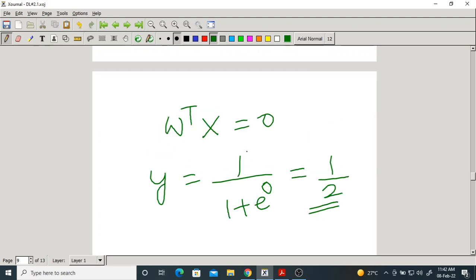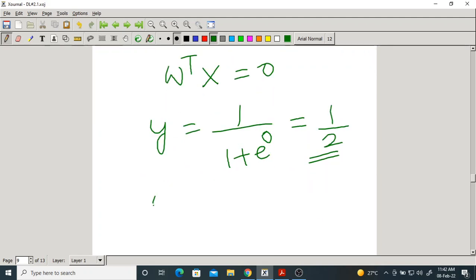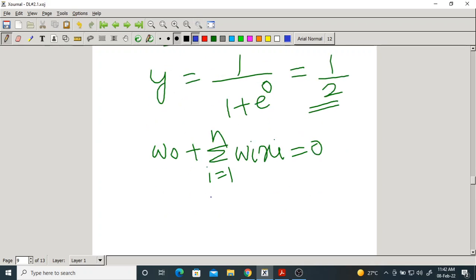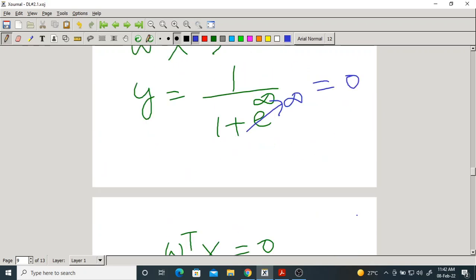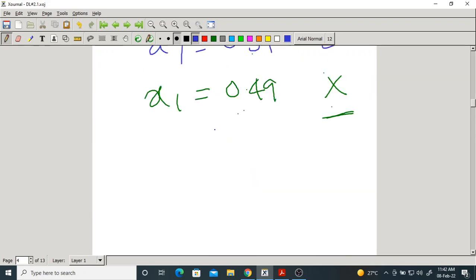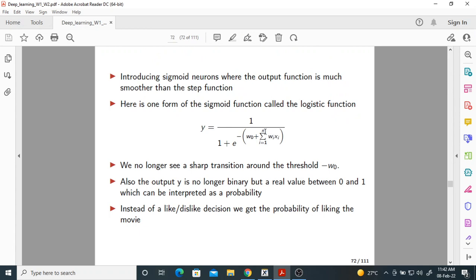So W transpose x equal to 0. Otherwise, you can say that W naught plus summation i equal to 1 to n of Wi xi equal to 0. So what is this quantity? The summation of Wi xi equals minus W naught. When that sum is minus W naught, the value is 1 by 2, somewhere here. Otherwise you go to this equation: when this quantity is equal to minus W naught, e power 0 means 1, and 1 by 1 plus 1 is 1 by 2.